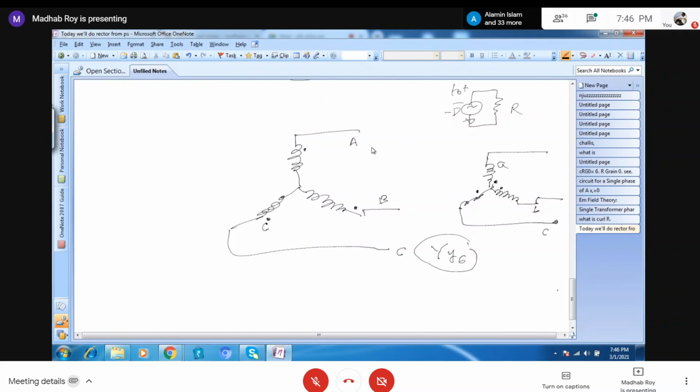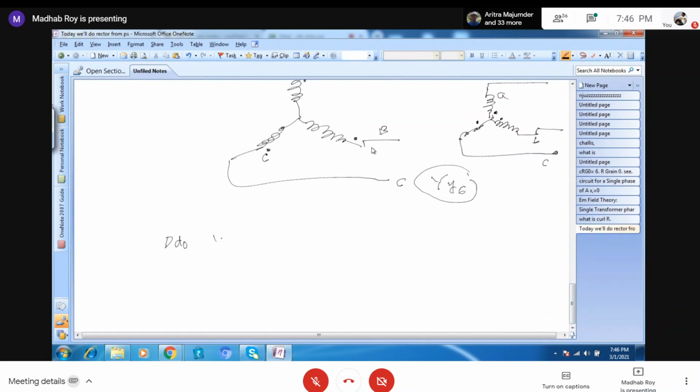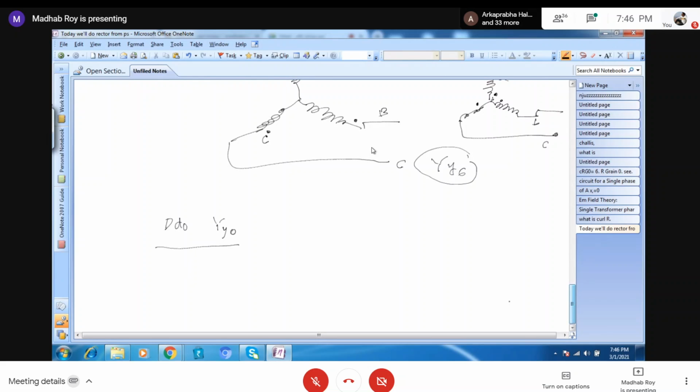Now the reverse connection also we can do. That means the DD0, you know that, or YY0. This connection also we can have. So what is the YY0? It's very simple. So do it. So very simple. That is YY0 and DD0. Okay. So you have to do it. However we can do that.